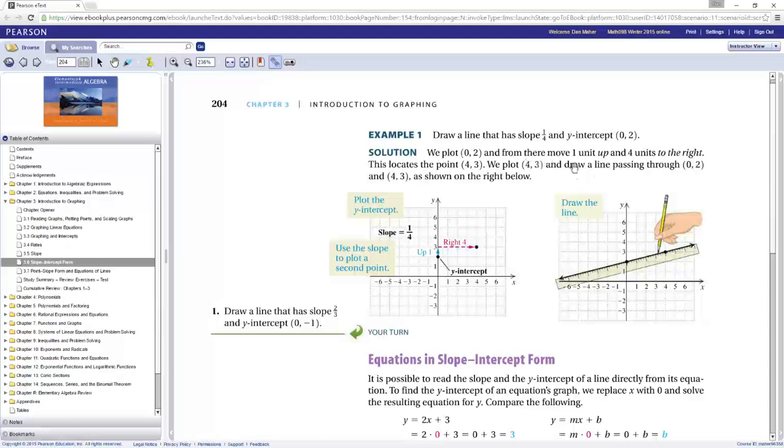And then I use the slope to get the next point. I go up 1 and to the right 4, which is 1 over 4, right? And it gets me to the next point, in this case, which would be 4, 3. I could do it the other way too. I could go down 1, which is negative 1, over negative 4, which is the same as 1/4, negative 1 over negative 4. And guess what? I get to another point on this solution line.